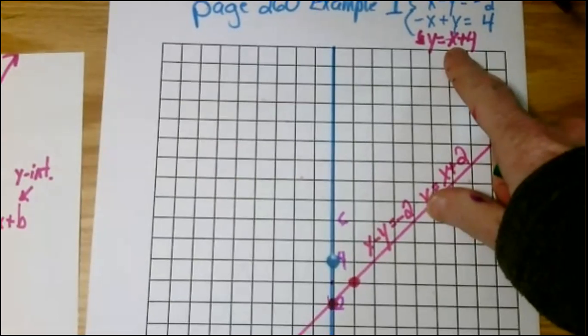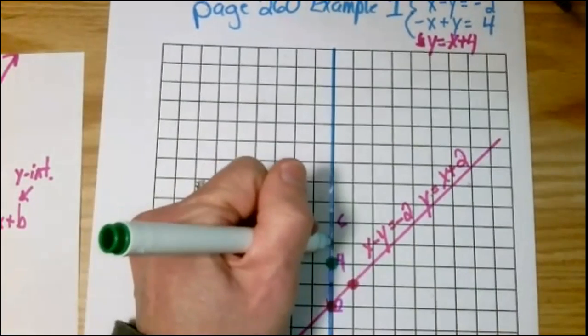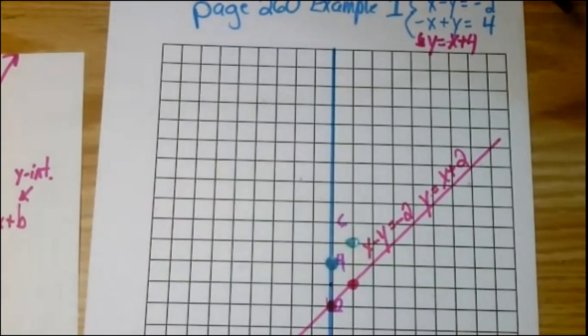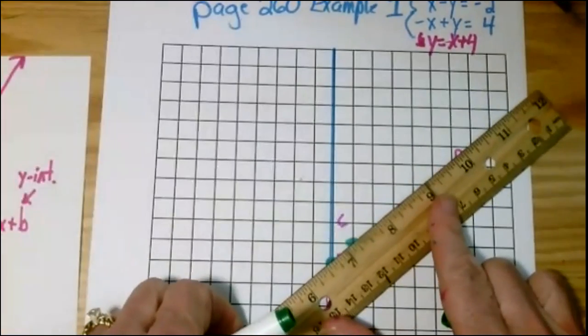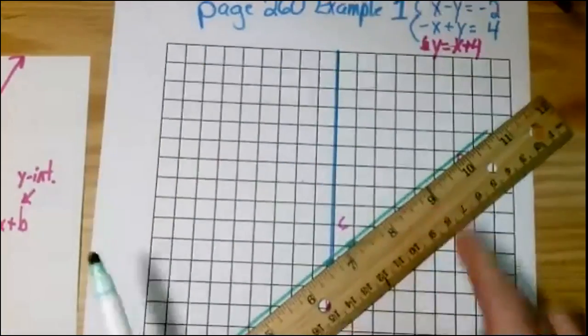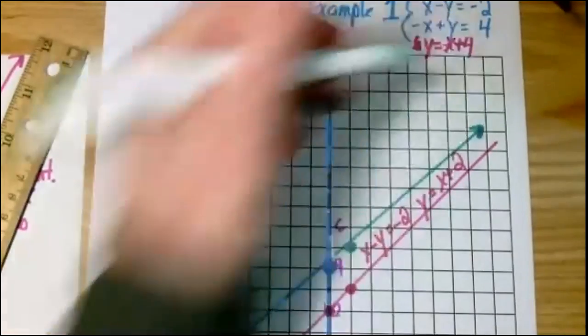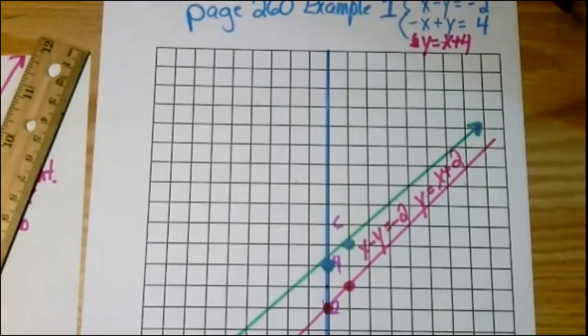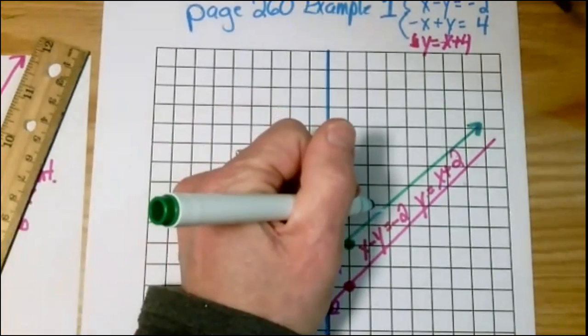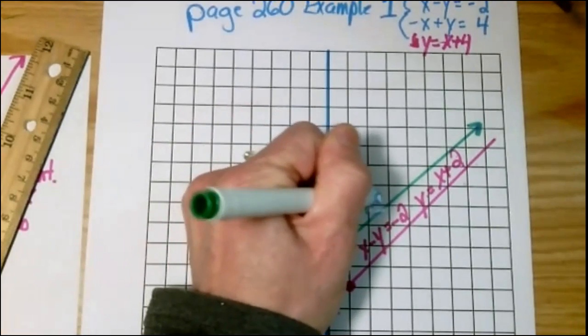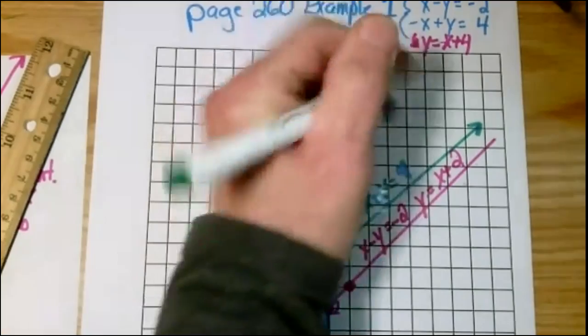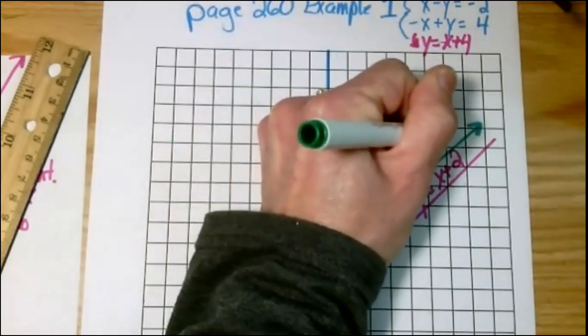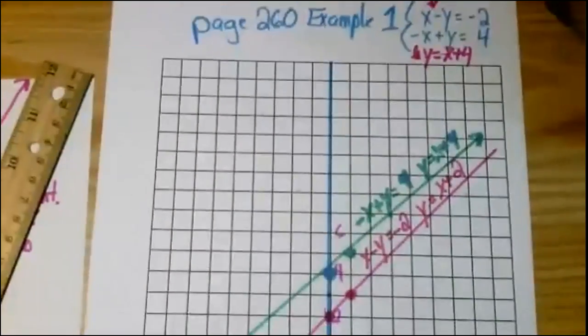And our slope is 1, right? 1 in front of x. So 1 up and 1 to the right. And then we graph that. And if I was perfect with my ruler, this is negative x plus y equals 4, or y equals x plus 4, no matter how you write it.